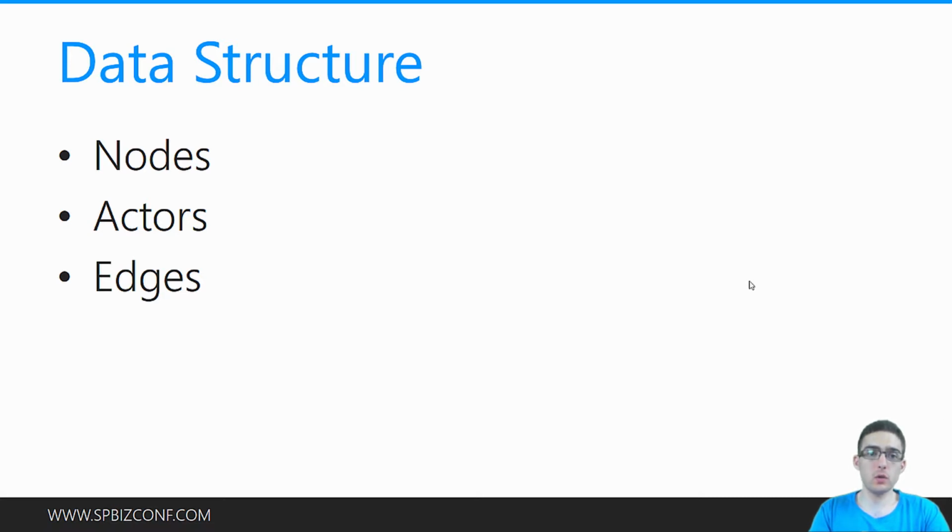First, we have nodes. Nodes can be anything. It's basically items or entities like documents, emails, conversations, and things like that. Then we have a special kind of node, which are actors. Actors are basically users. And linking all these items together, we have what we call edges, or sometimes signals too. If you want to know more about the data structure, you have links to the documentation in the slide deck.